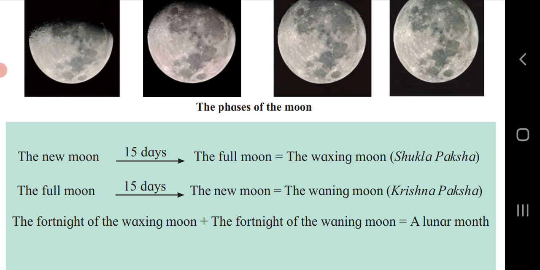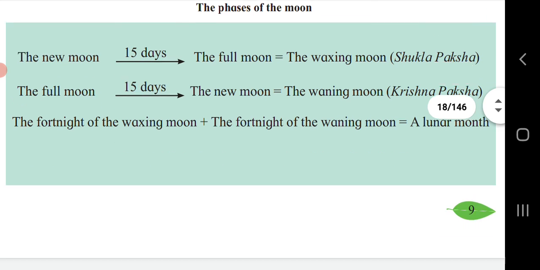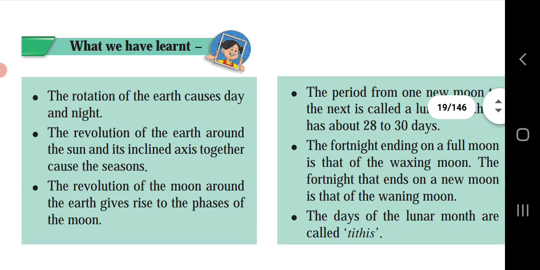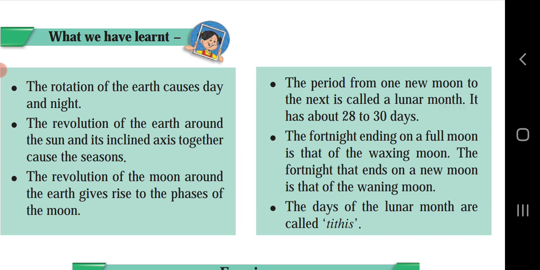It means that from full moon day to the new moon day, the waning fortnight starts. The moon will start decreasing, and one day there will be no moon in the sky. That is Krishna Paksha, and we also call it the waning moon. Okay, what is the lunar month? The period from one new moon day to the next new moon day is called a lunar month, which is about 28 to 30 days. What is Tithi? Every day in the lunar month is called a Tithi.